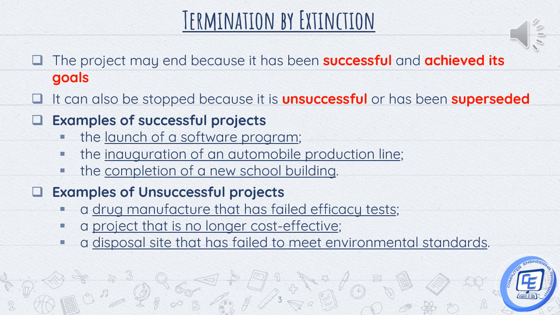Here are a few examples for the same. First, successful projects. It can be either a launch of a new software, inauguration of a new vehicle, or constructing a new school or any other building. Whereas examples for unsuccessful projects are a drug manufacturer failing an efficiency test, a project going over budget, or we can say that it is not cost effective, or a disposal site failing to meet its environmental standards. So let's move to the next type.